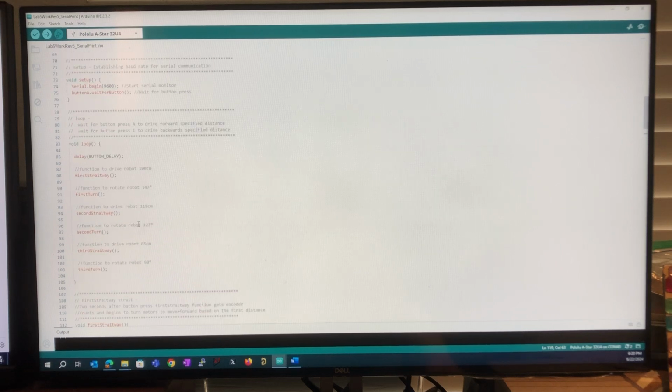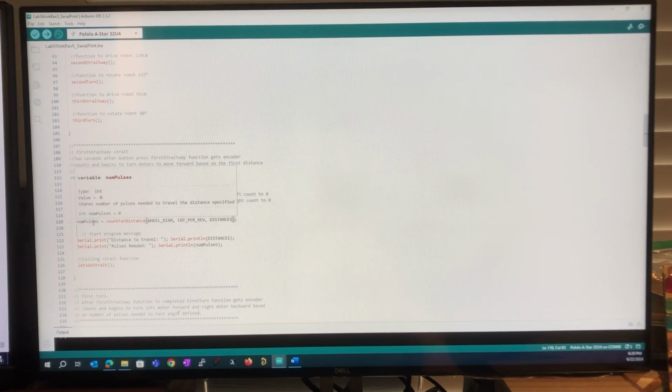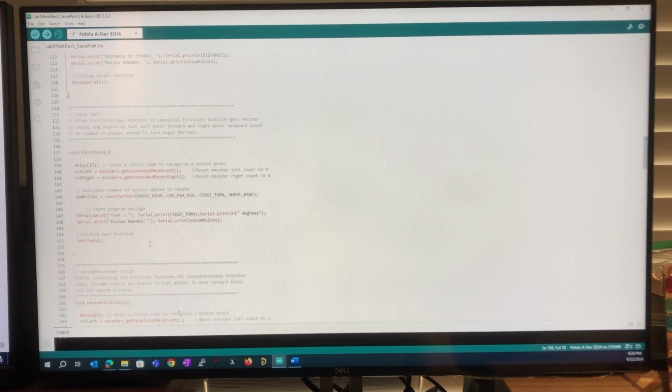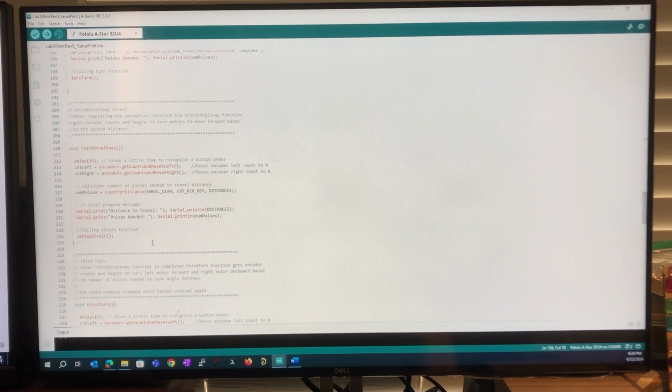Once we have that, we can determine the number of pulses we need to go 100 centimeters. And here I'm printing this, again, not needed in the submission, but I'm printing the distance and the number of pulses needed. We then go into the let's go straight function. And this go straight function is going to be the same function that's used for the second straightaway and the third straightaway as well. Let's go down and take a look at that.